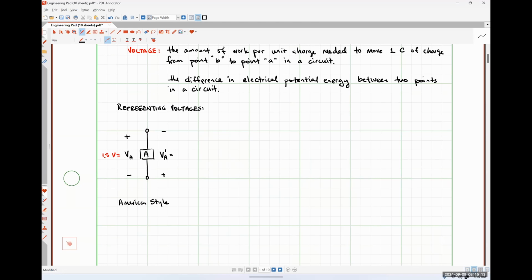Negative 1.5 volts, right? So if you guys ever measured a negative voltage with your multimeter, what did you do to change that voltage to a positive voltage? You swap the leads, which is literally just swapping the polarity of the voltage that you're measuring. Okay.